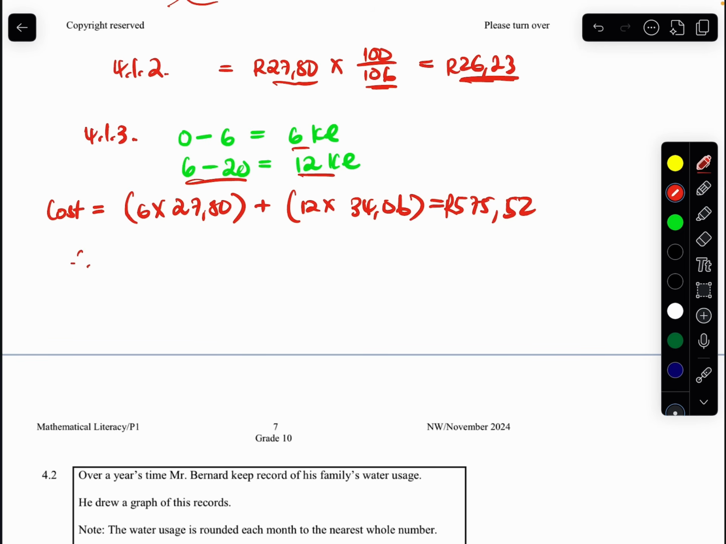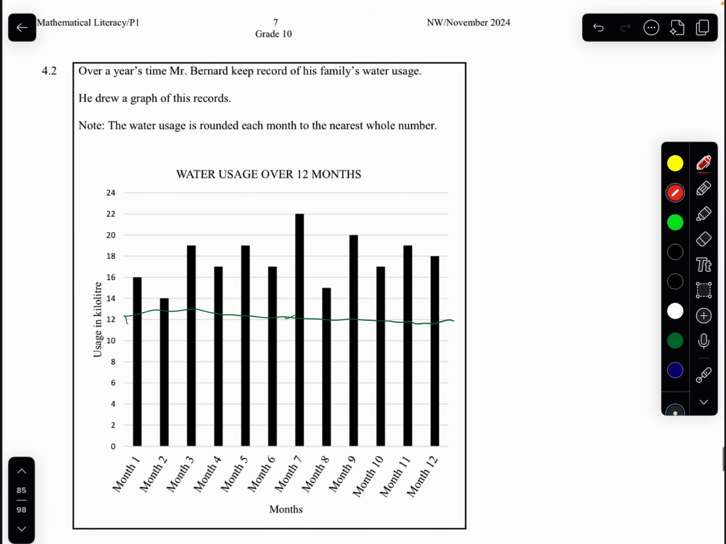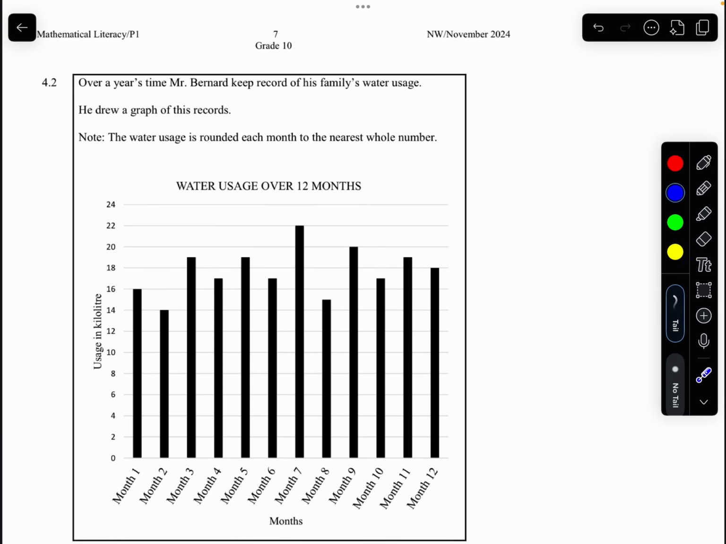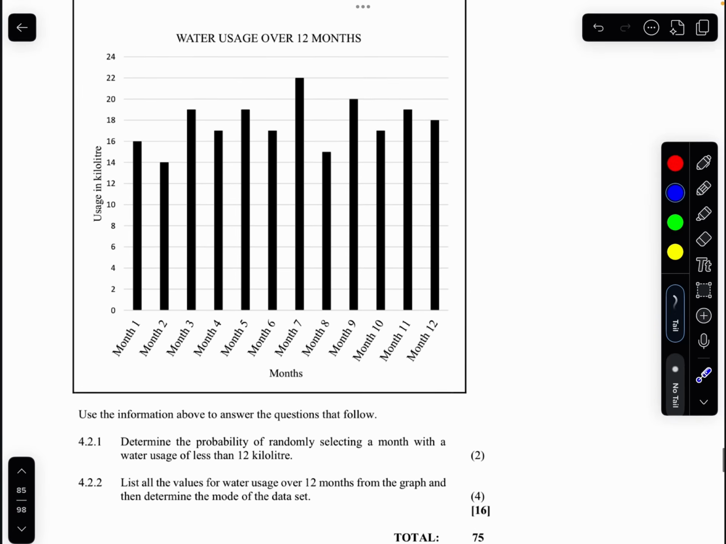Therefore, you can say his statement is valid. His statement is valid. He said the amount is going to be more than 550. So this is more than 550. Right. Now let's look at question 4.2, which is the last question.